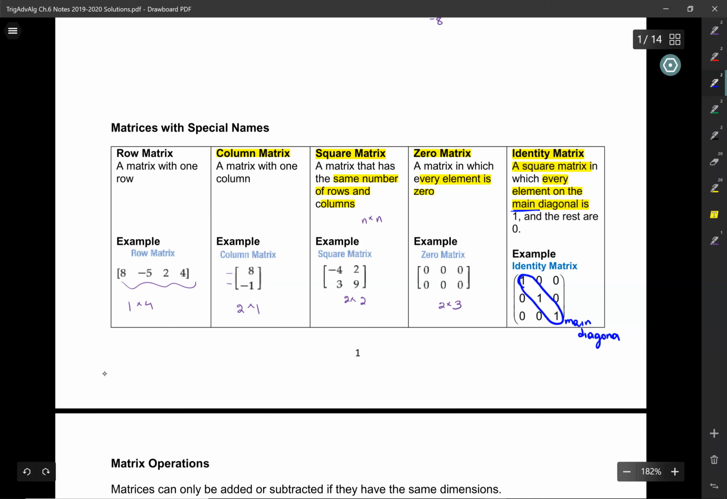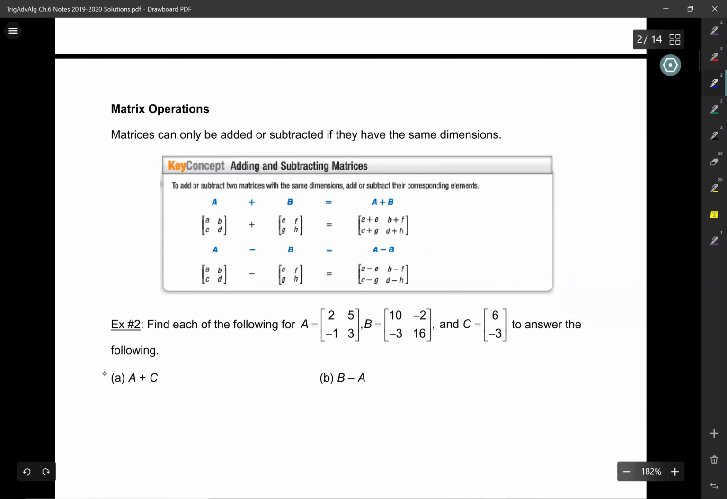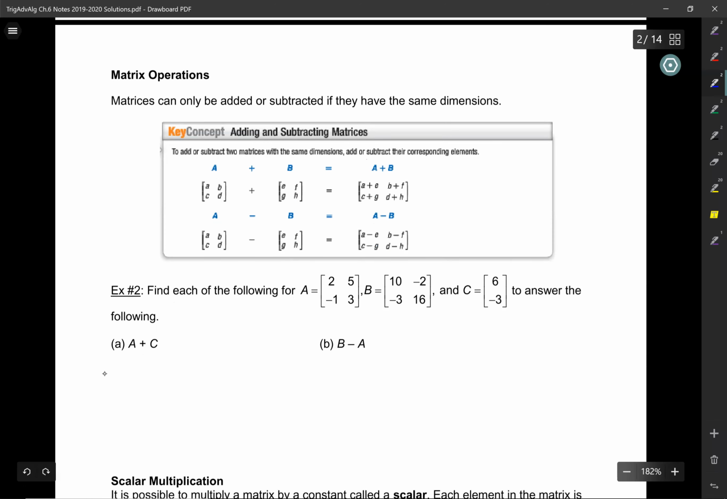So in an identity matrix, the main diagonal is all 1s and everything else is 0. This is definitely an all or nothing deal. All of the main diagonal is 1. Everything else is 0. Okay? All right, let's do some matrix operations. How to add or subtract matrices.